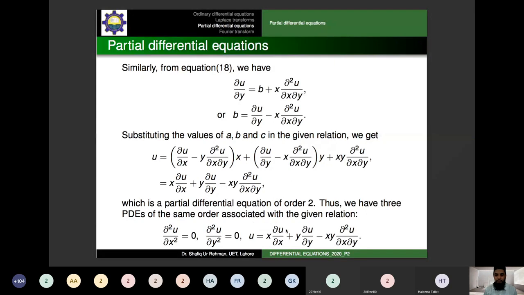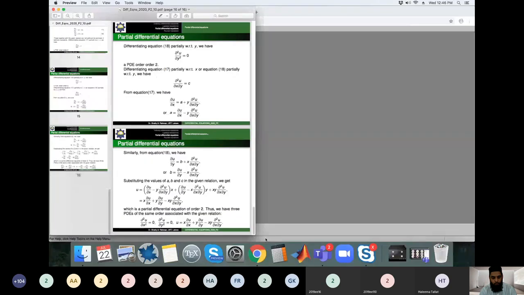So these are all partial differential equations of the same order, order 2, and because of the last term, order 2 of this equation. So this is case number 3. All right, so that's it for today's lecture.